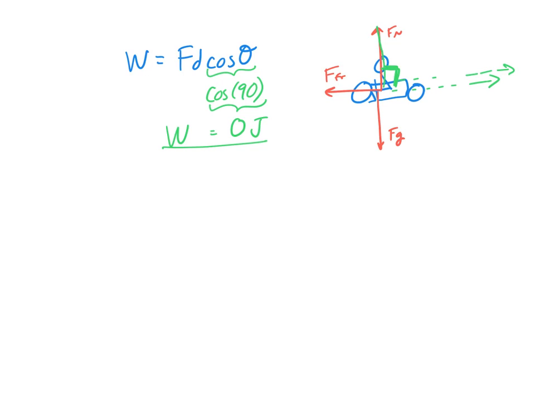Let's look at gravity then. Gravity is down, even though the biker is going to the right. So that would also be a 90-degree angle. So the work done by gravity would also be 0 joules for the same reasons as the normal force.